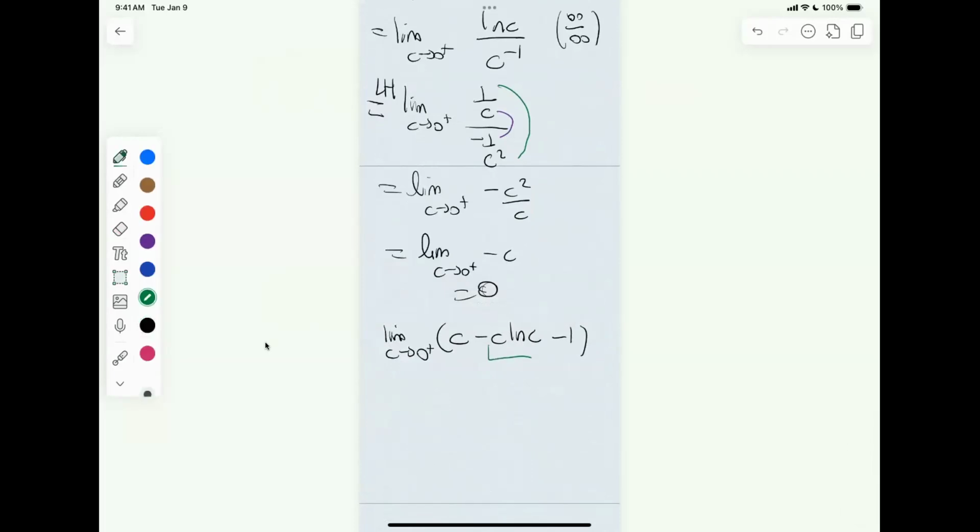Because of L'Hopital, we already know this is 0. This is not a problem. This was going to be 0 to begin with, not an issue. So you just end up with negative 1. So this limit is negative 1. In other words, the integral from 0 to 1 of ln of x dx is negative 1. And so it converges, in particular, because we did find its value.